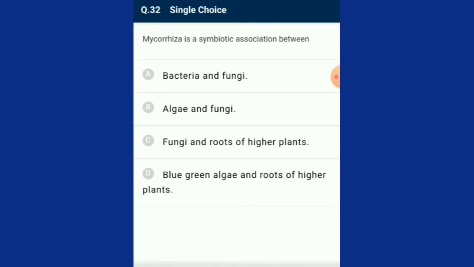Question number 32. Mycorrhiza is a symbiotic association between fungus and the roots of higher plants. The association helps plants with phosphorus uptake from the soil, and the fungi get their home in the plants. There are ectomycorrhizae and endomycorrhizae. So the answer is option C, fungi and roots of higher plants.